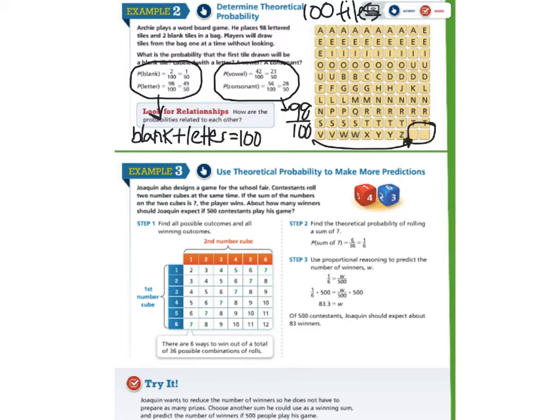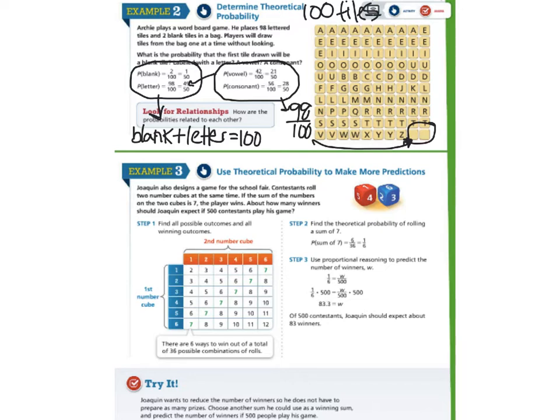Don't forget that vowels and consonants are part of the subgroup of lettered tiles, which means you still have to account for the 2 blank tiles here in that picture. Altogether, the probabilities should add up to 1 whole, or 100 tiles out of 100 tiles.